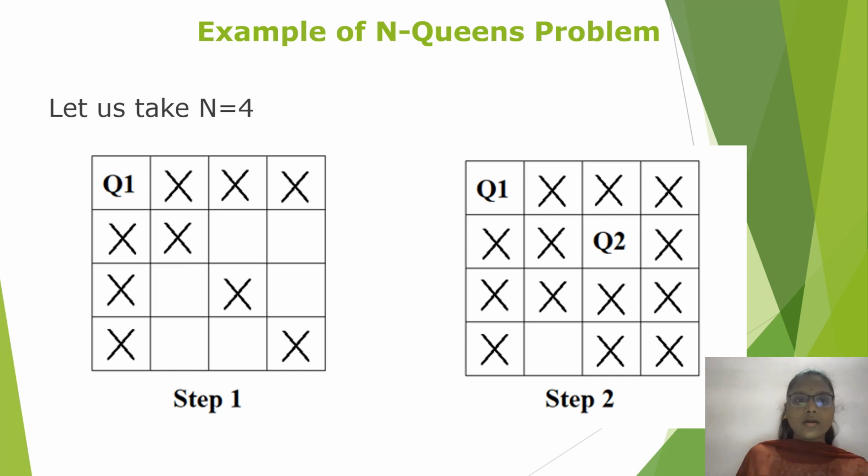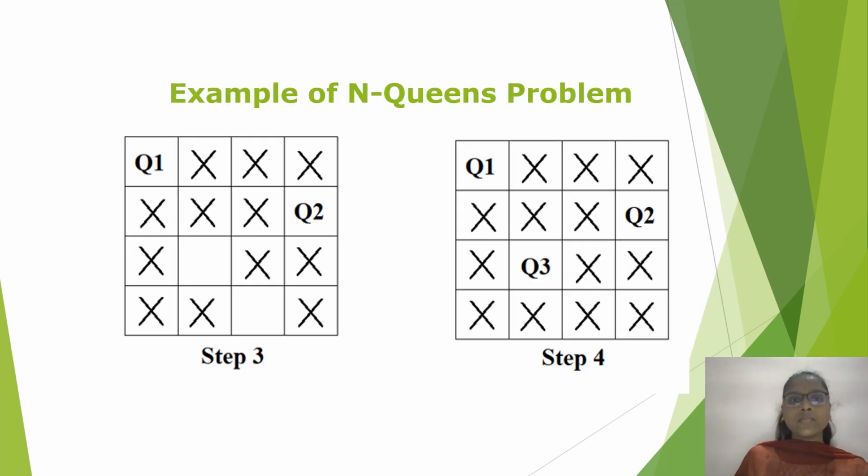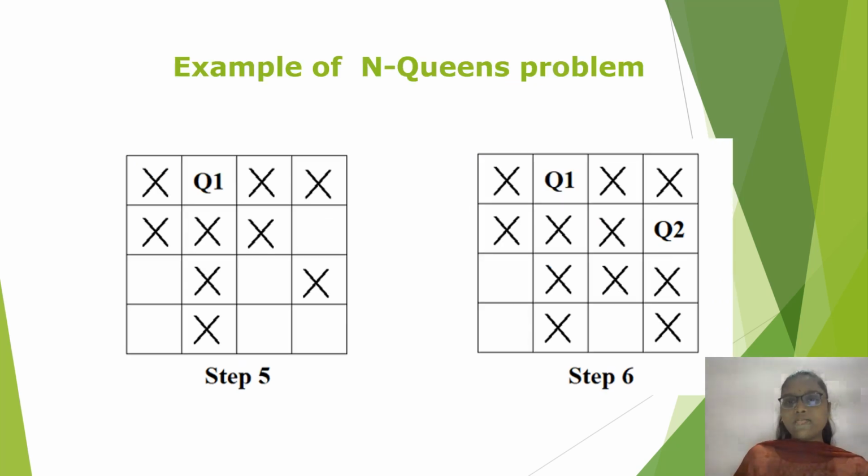A diagonal constraint is applied, so we don't keep the second queen here, and then the third queen is kept in the third row. The constraint is not applicable here, so we place queen 2 here. Queen 3 is not possible to keep anywhere in this chessboard, so that's why we keep queen 2 in the fourth row and fourth column, and then we keep queen 3 in the third row, fourth column, and then the fourth queen we keep.